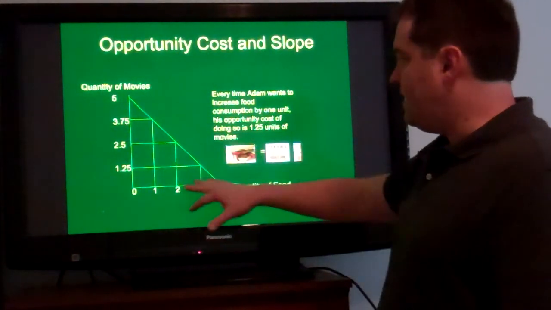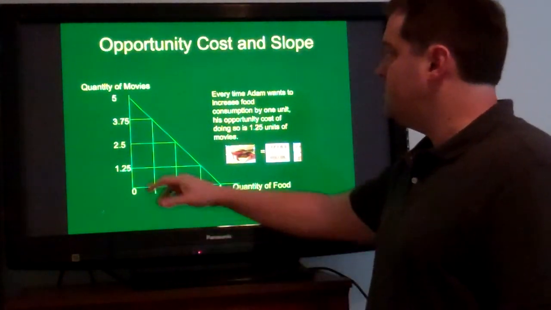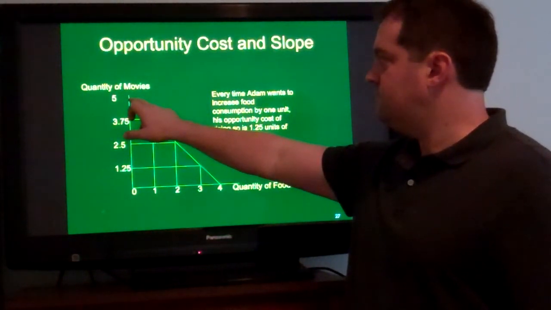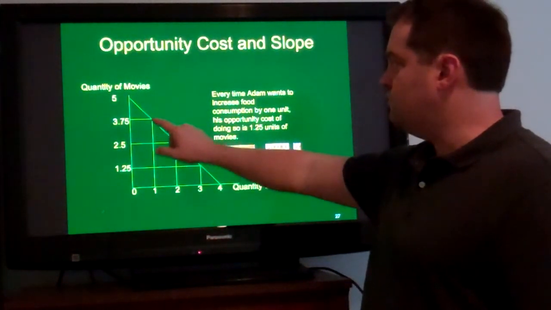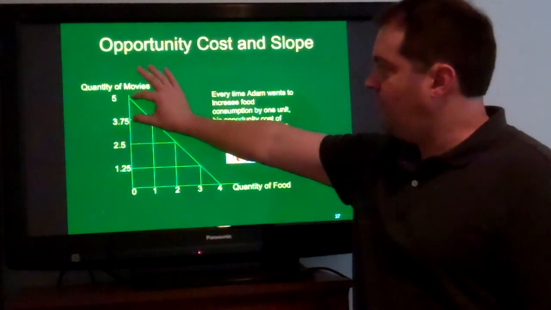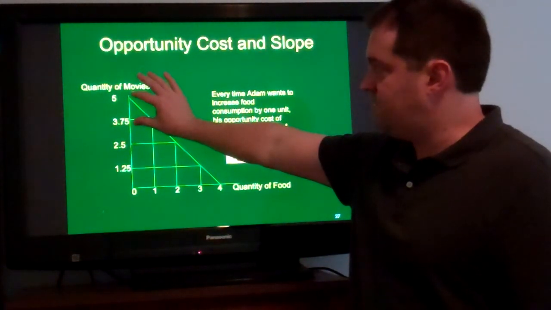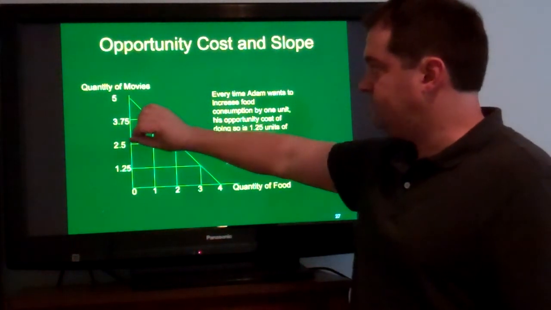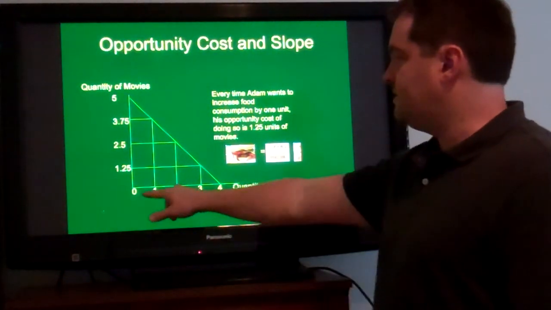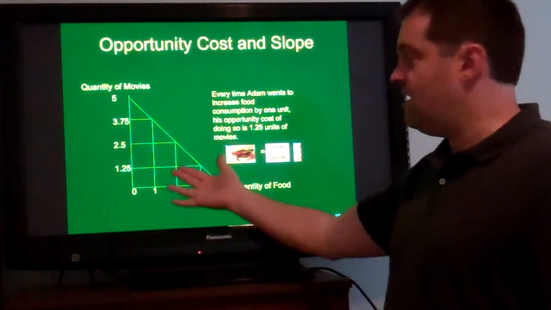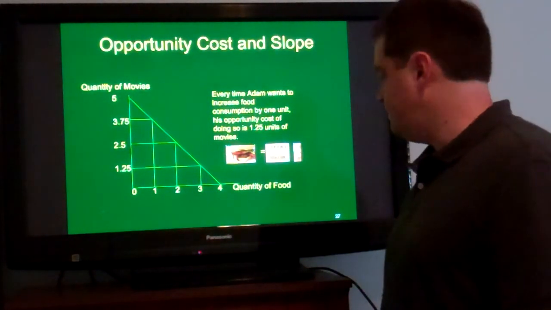And we can illustrate that on our budget constraint. I think it's a really good idea with a class that you do this. We started our story here, and then we increased the quantity of food that he could consume by 1, and what we saw is that the delta that we computed is his opportunity cost. The difference between 5 and 3.75 is 1.25. That's how many movies he has to give up in order to get that first unit of food. And in fact, in order to get every unit of food, his movie consumption falls by 1.25 units.